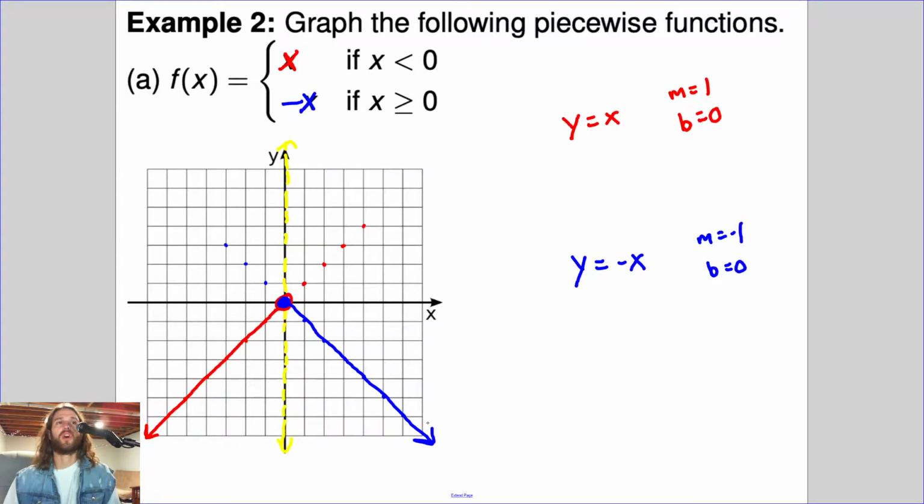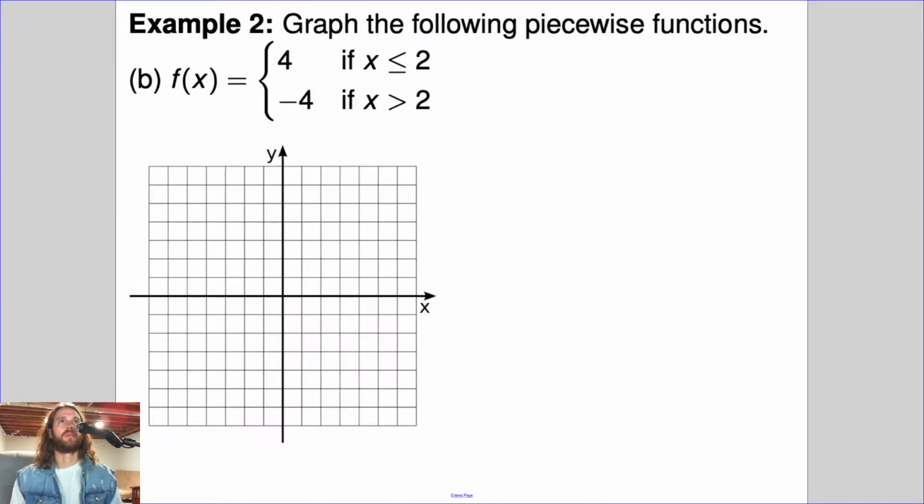So you kind of have to draw two different ones, and you have to see where the break happens. You draw one on one part of the boundary, one on the other part of the boundary. Pretty fun. All right, let's try another one.